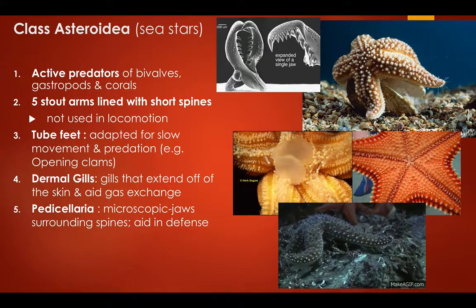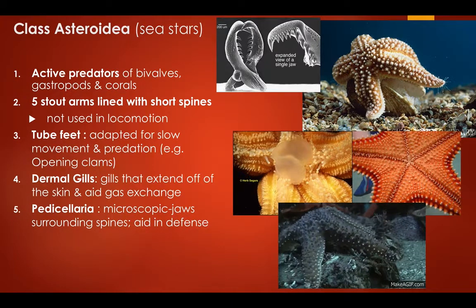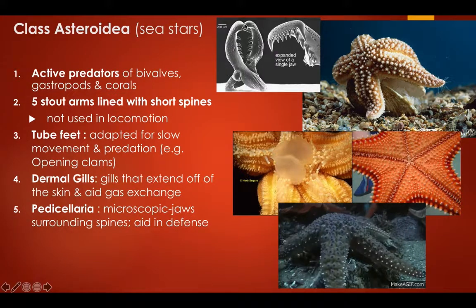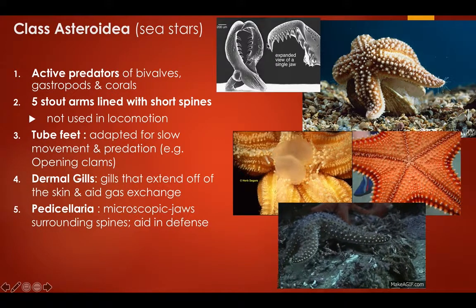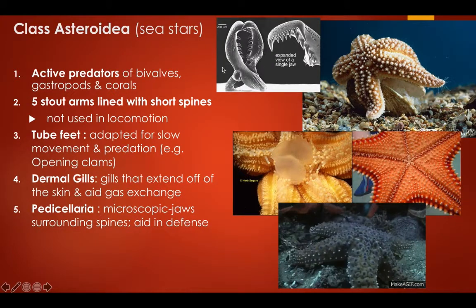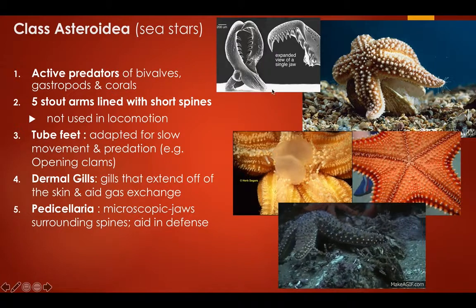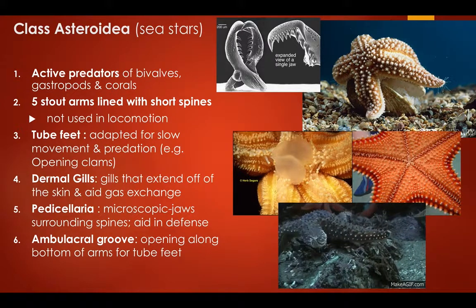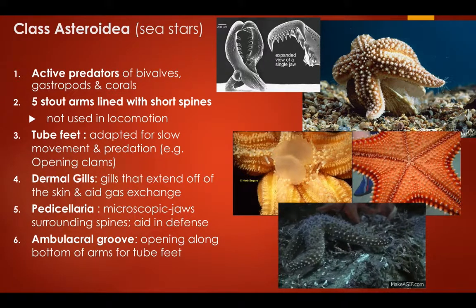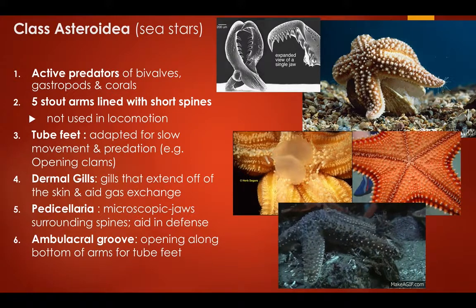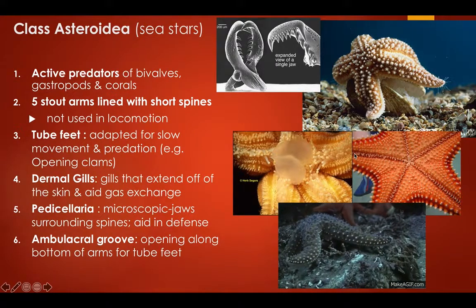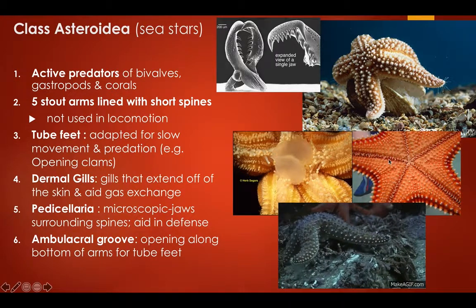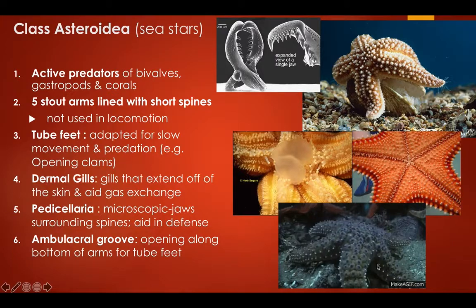They have these structures called pedicellaria. They are microscopic jaws surrounding the spines, and they can aid in defense. So here's an image up here of one of these pedicellaria, again used for defense. And I don't think you would want to mess around with a sea star that was the size of a person if it had one of these going on. Then they have these structures called the ambulacral groove. This is an opening along the bottom of the arms for the tube feet to emerge. So this groove here on the bottom side of our sea star, this is the ambulacral groove, and our tube feet will emerge from that groove and allow for movement.